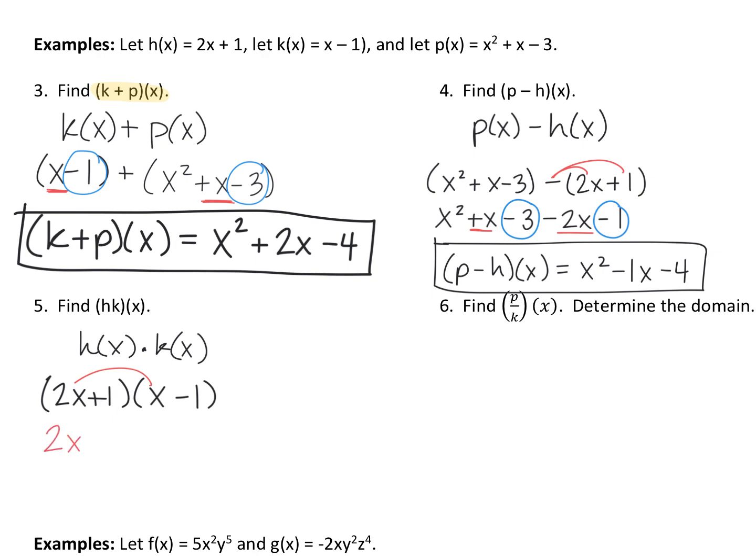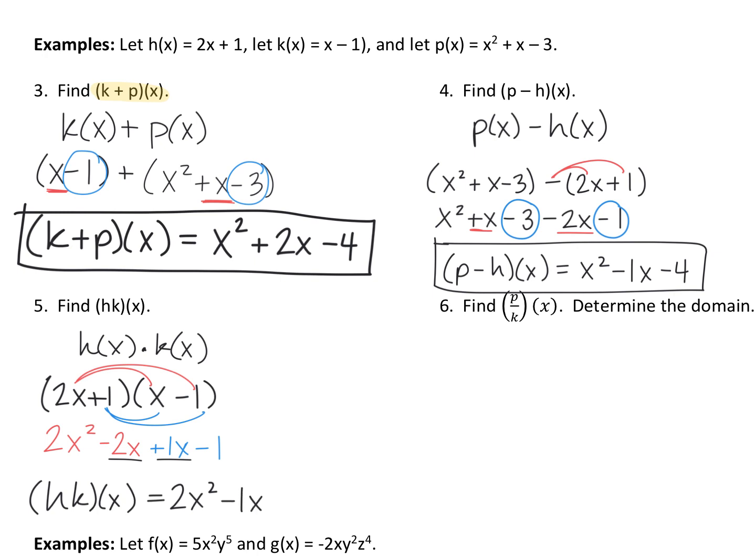2x times x is 2x squared. So you have binomials. 2x times negative 1. 1 times x. 1 times negative 1. And if you used the box method before and you want to do that again, that's great. If you can do it without, that's great. Just make sure you combine like terms when you're done. So your answer is hk of x is equal to 2x squared minus 1x minus 1.